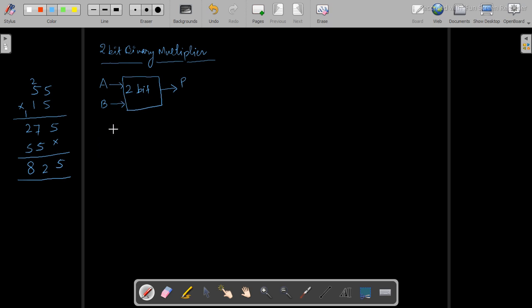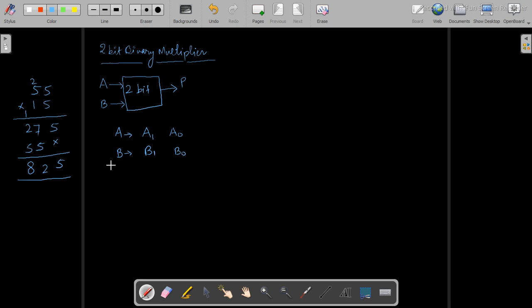And after that, let us consider an example. Suppose we have two inputs. A, if we want to write it in 2-bit, we can write it in the form of A1 and A0. B we can write in the form of B1 and B0. So A1 or B1 is the MSB, that is most significant bit. A0 and B0 is the LSB, that is least significant bit.